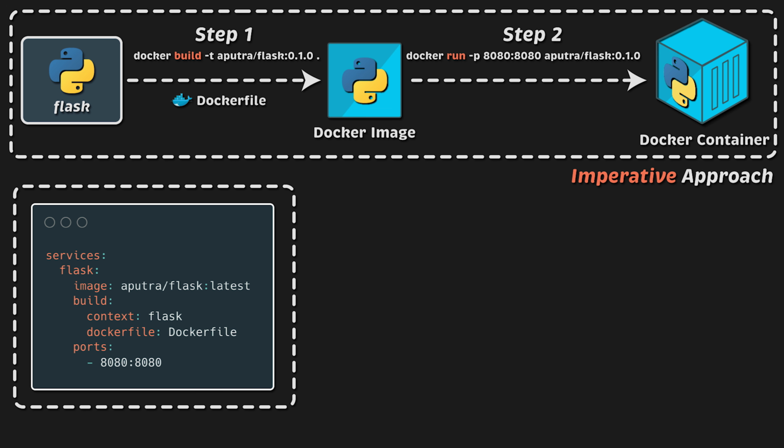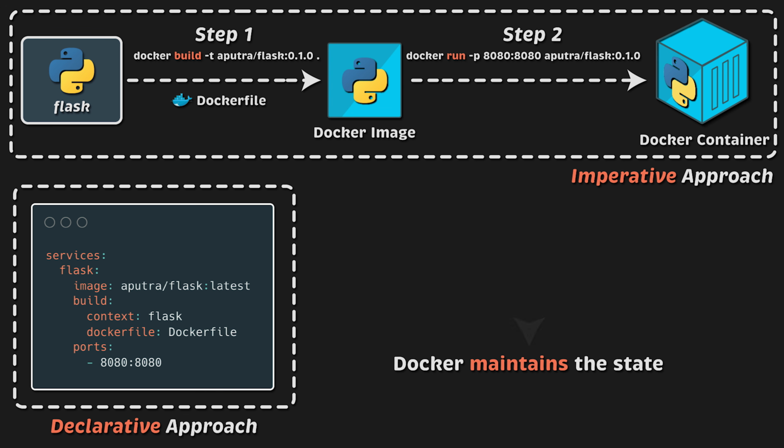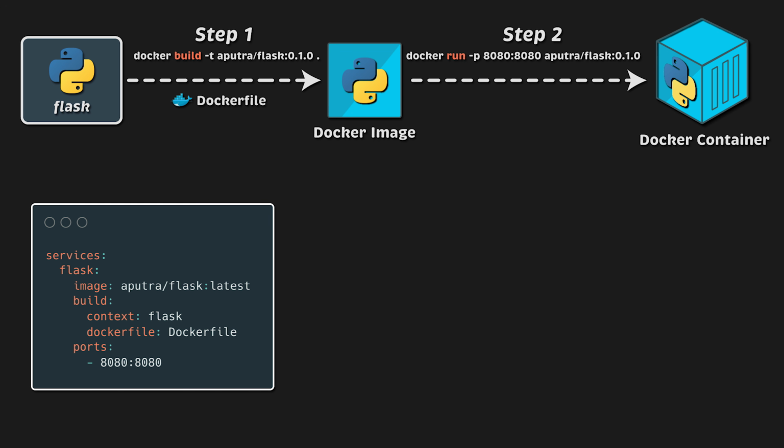On the other hand, Docker Compose uses declarative approach. This means we describe the desired state in a YAML file, and Docker takes necessary actions to maintain that state. If we have the image, it will pull it. If not, it will use build block to build the image, run it, and expose necessary ports. We'll talk more about Compose features after I show you what we're going to build in this lesson.